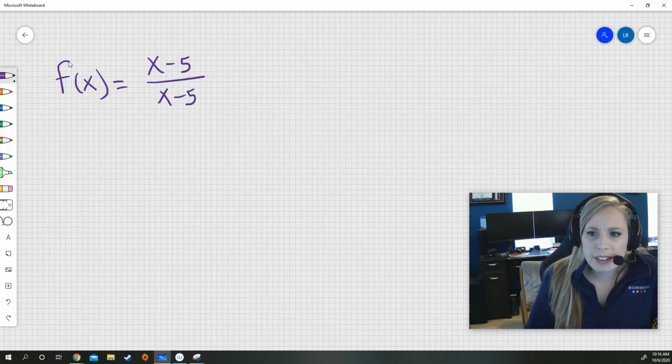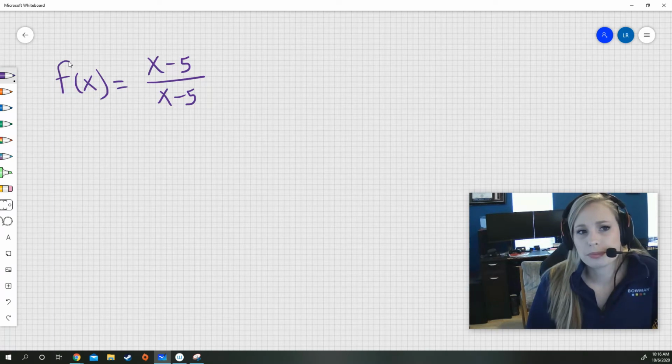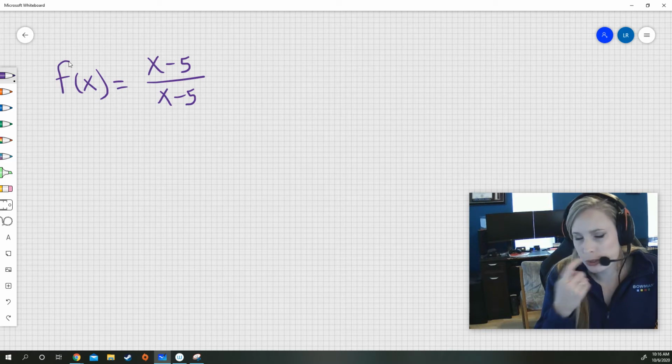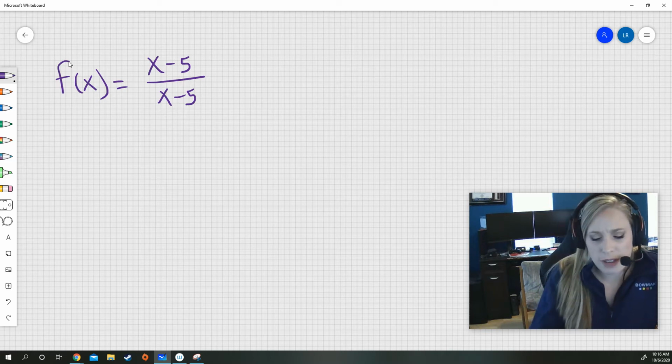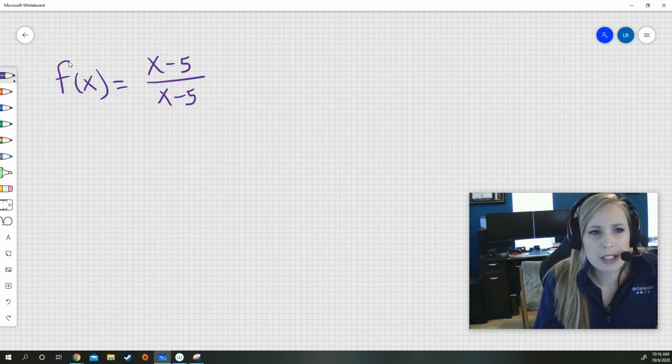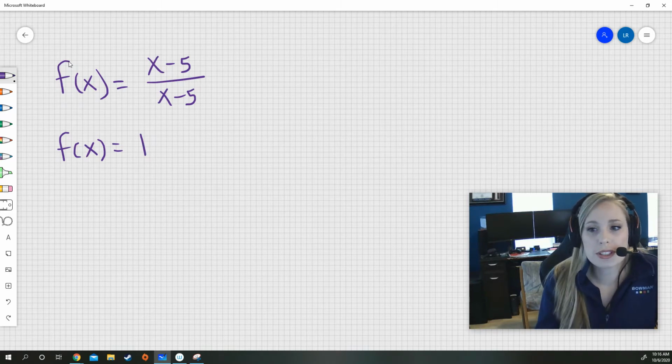And let's just analyze this function for a second. What do we know? Do we know what this is going to look like? I think with a little bit of manipulation, we do know what this looks like. (x minus 5) over (x minus 5), well, isn't x minus 5 divided by x minus 5 just 1? So are those equivalent statements?